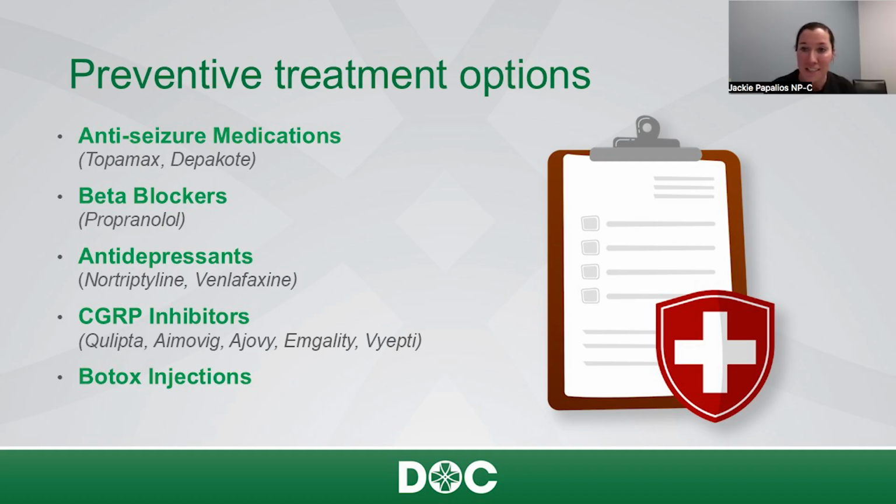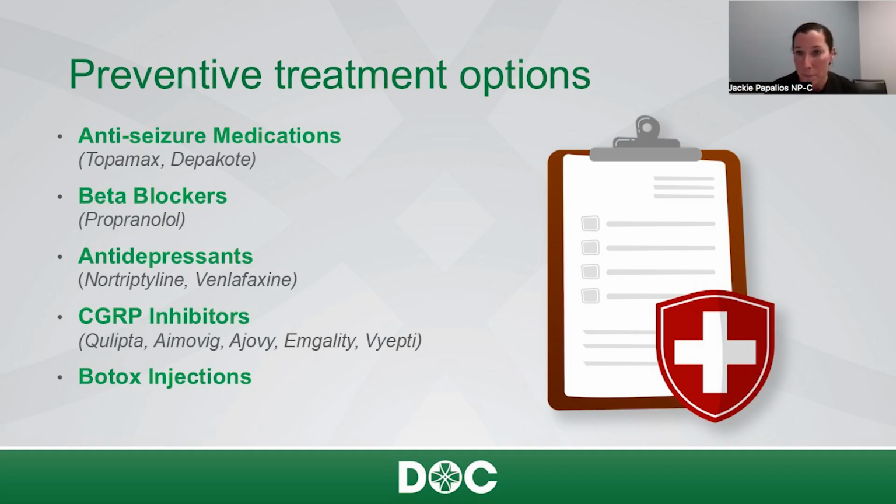Blood pressure medications, beta blockers. Propranolol is probably the most common one that we see that can be prescribed. Obviously we have to be careful with that one. We don't want to prescribe that for somebody who historically has low blood pressure, so we have to keep an eye on that. There are antidepressant medications like amitriptyline and venlafaxine that are actually used at certain doses for migraine prevention.